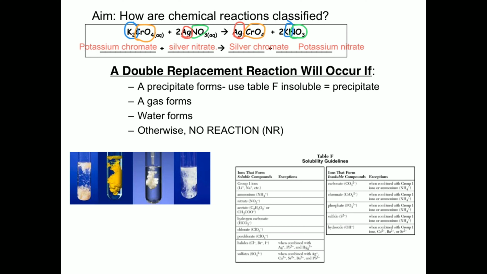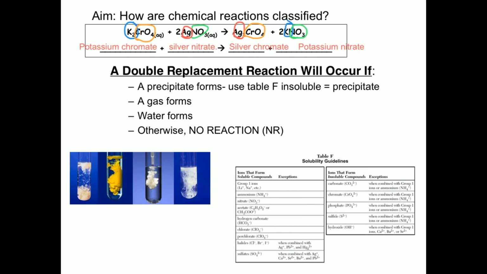Just like in single replacement reactions, just because you mix two compounds together, you don't always get a reaction. Double replacement reactions only form if a precipitate is made, a gas forms, or water is formed. Otherwise, if the products are all aqueous or soluble in water, then no reaction occurs.